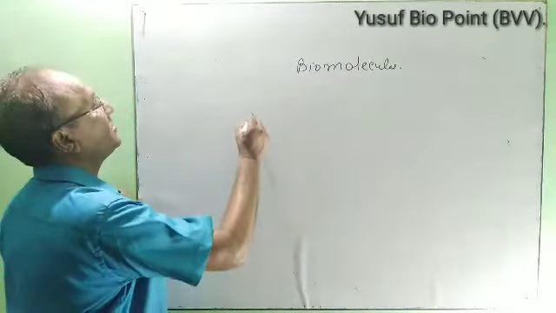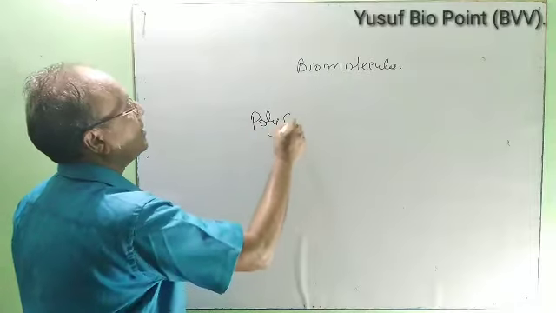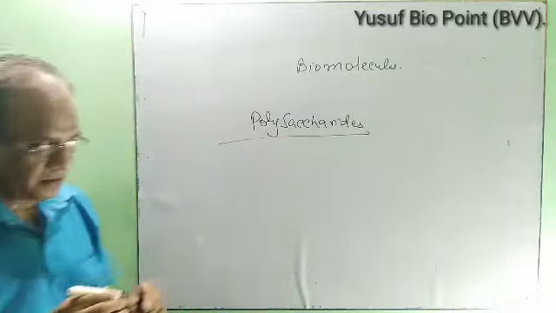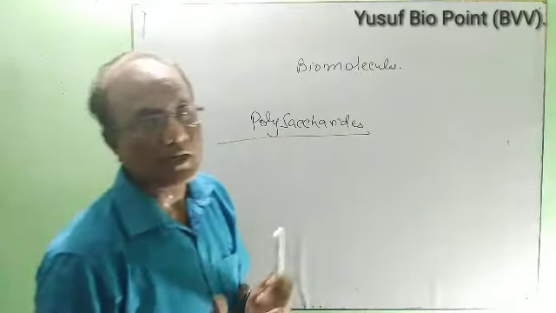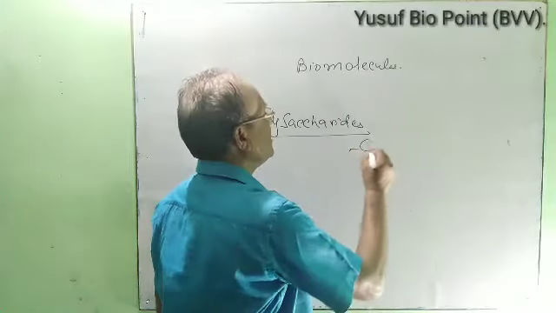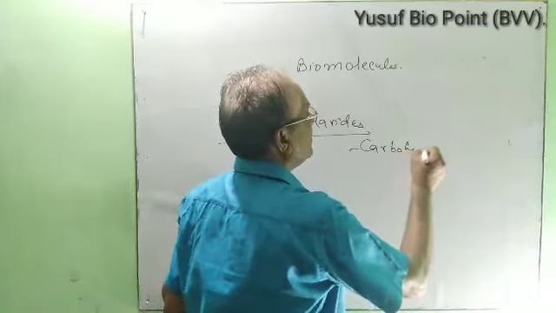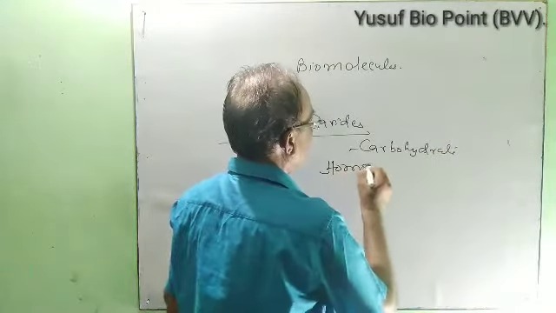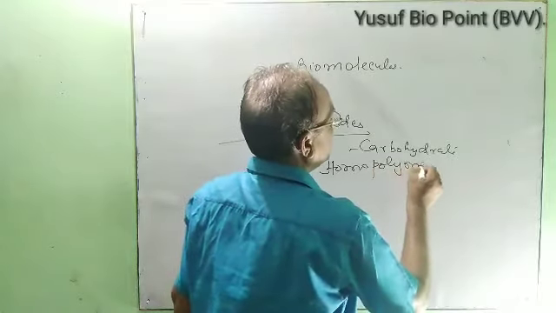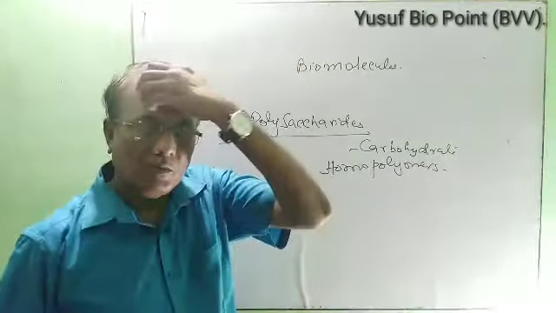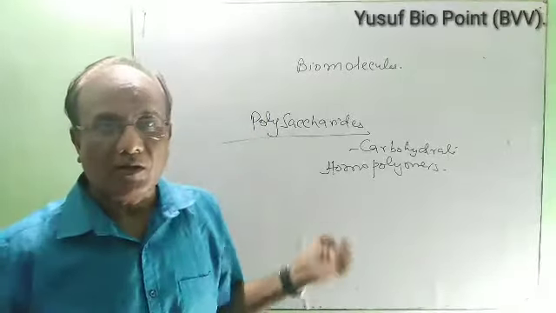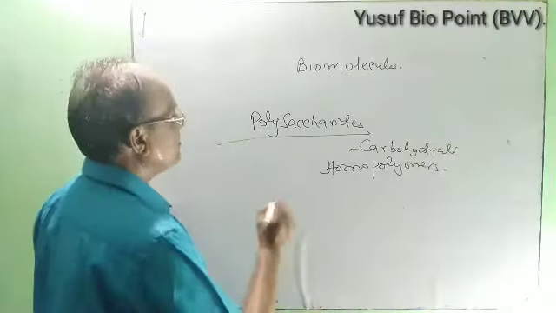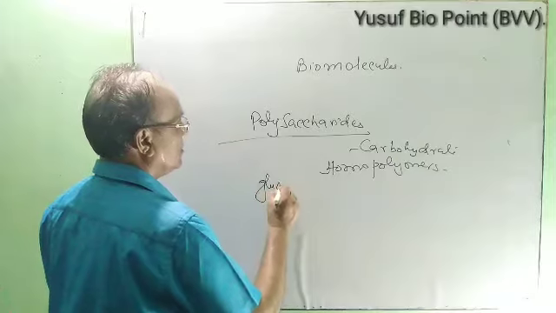Now next one is polysaccharides. These are the polysaccharides, so it is a carbohydrate. Homopolymer means same type of molecules, same type of monomeric units combine to each other and form this long compound. As for example, glucose.